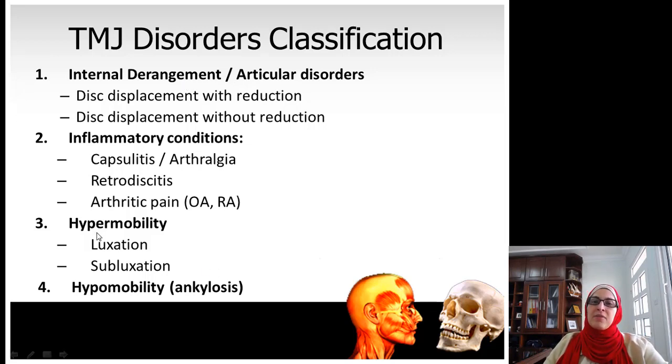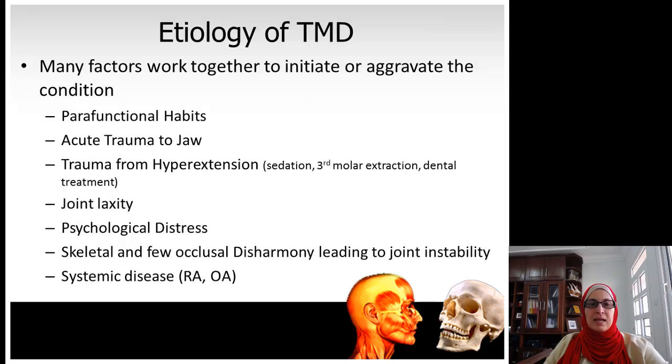Hypermobility means that the jaw moves more than it should, and it could be luxated or subluxated. So these are two forms of hypermobility. And hypomobility is where the jaw cannot move adequately, and the most common cause is being ankylosed. So we'll talk about these disorders.